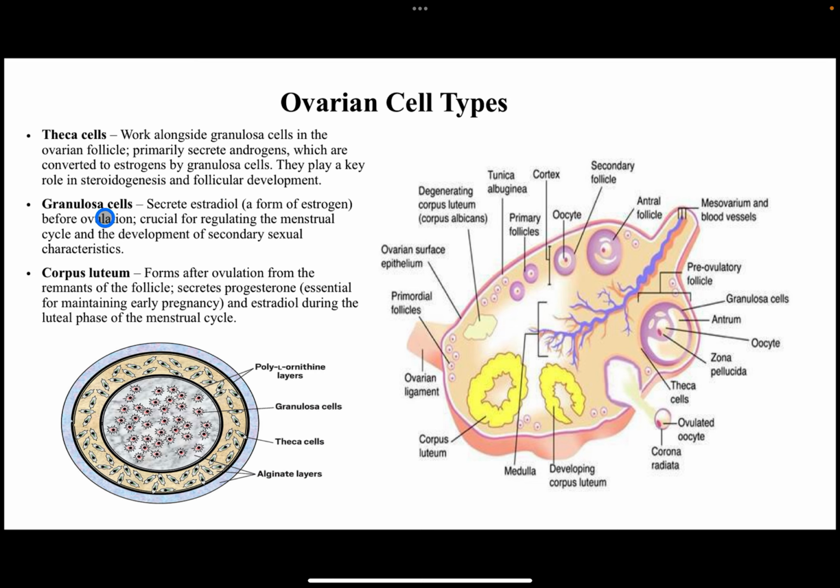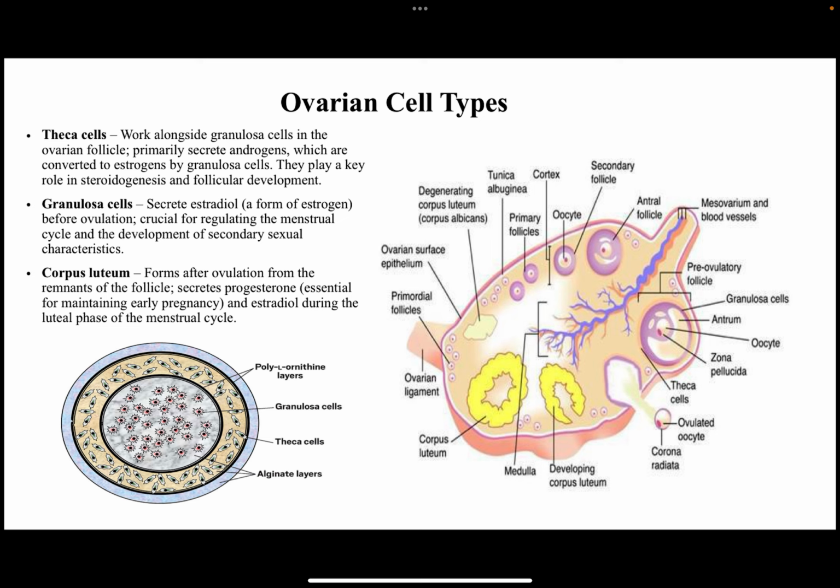Now the granulosa cells, on the other hand, like we said earlier, secrete estrogen pre-ovulation, and that is crucial for regulating the menstrual cycle and the development of secondary sexual characteristics. Now we have the corpus luteum. The corpus luteum forms after ovulation from remnants of the follicle, and it secretes progesterone, essential for maintaining early pregnancy, and estrogen during the luteal phase of the menstrual cycle. Okay, so these are the ovarian cells: the theca cells, the granulosa cells, and then the corpus luteum.